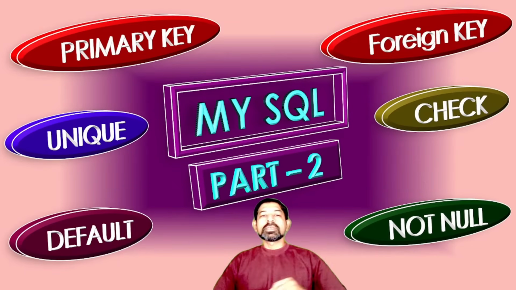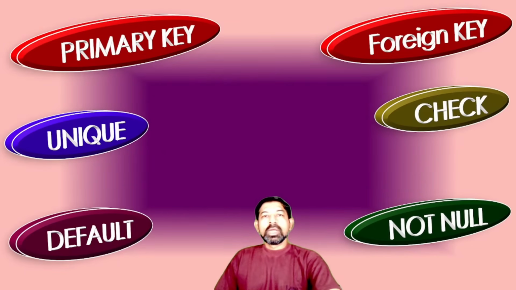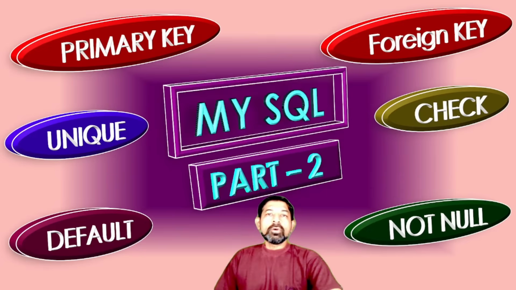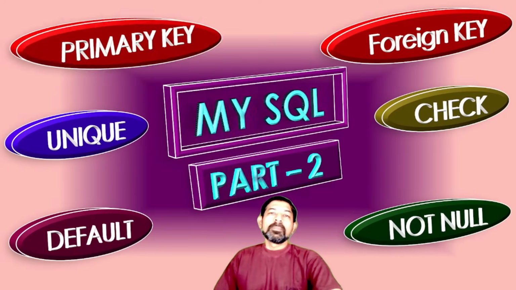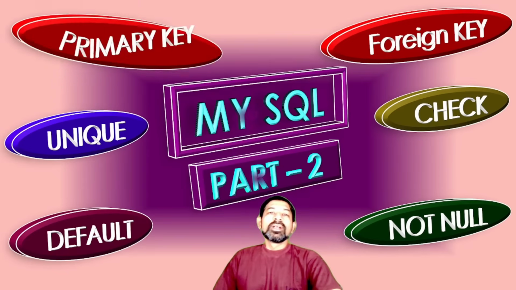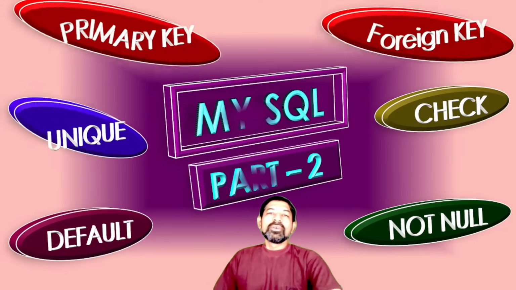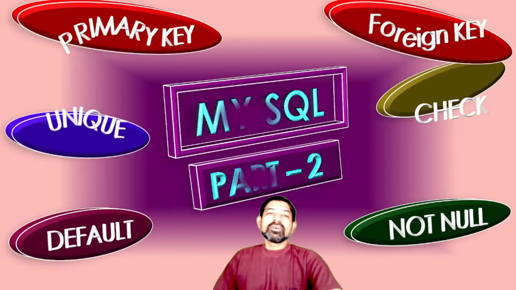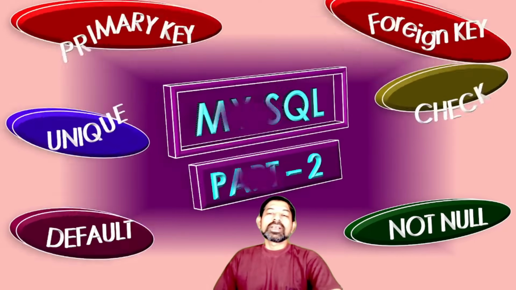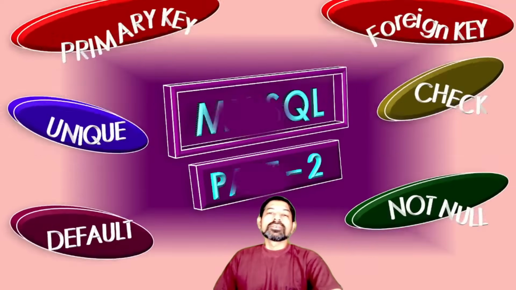Today's topic is MySQL Part 2. In Part 1, we learned different keys. In Part 2, we are going to learn constraints. So what are the constraints available? We have to learn primary key, foreign key, unique key, check constraint, default constraint and not null constraint.